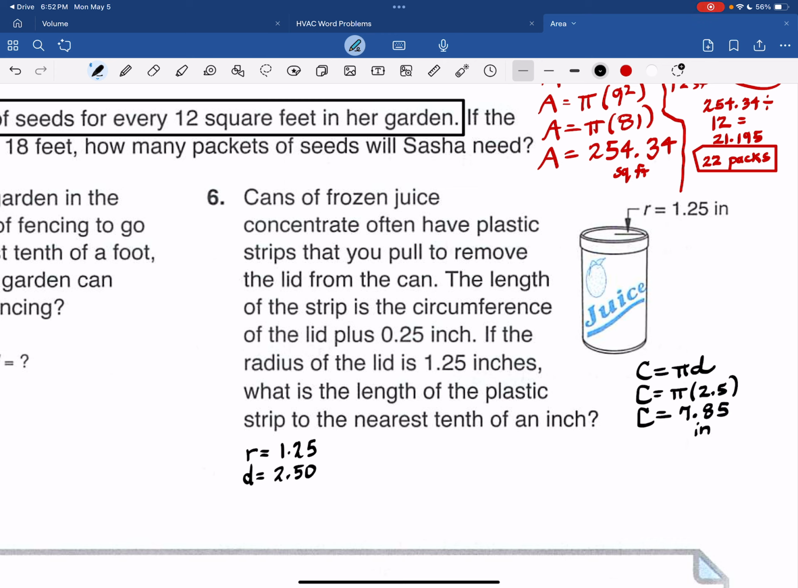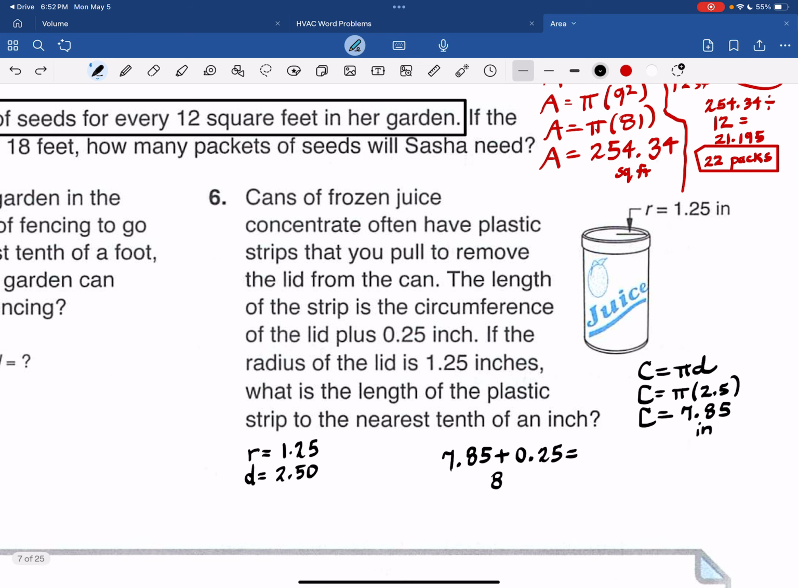inches around the lid. And then we have to add on that extra for the strip. This is not the easiest problem I've seen in a while. 8.1 inches. And that is the final answer that we're looking for.